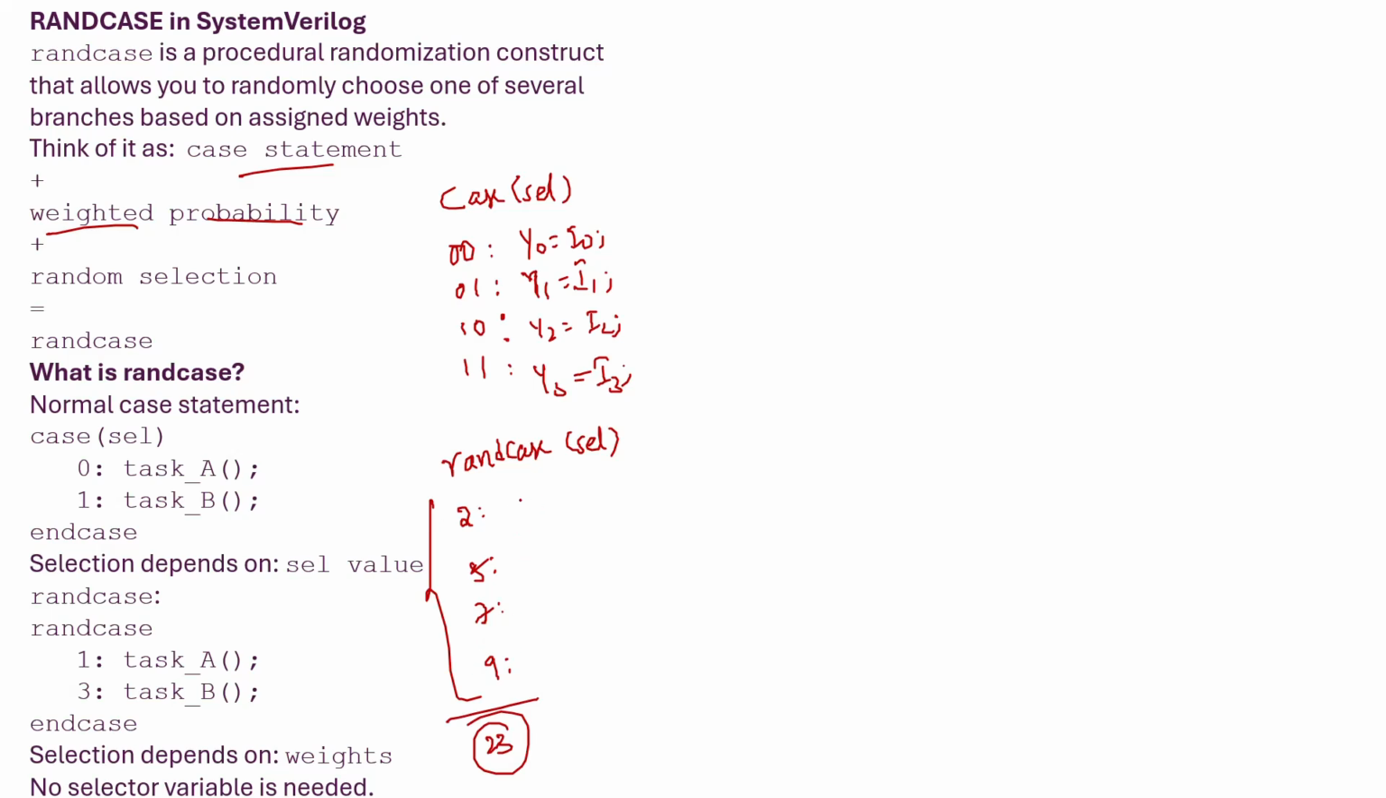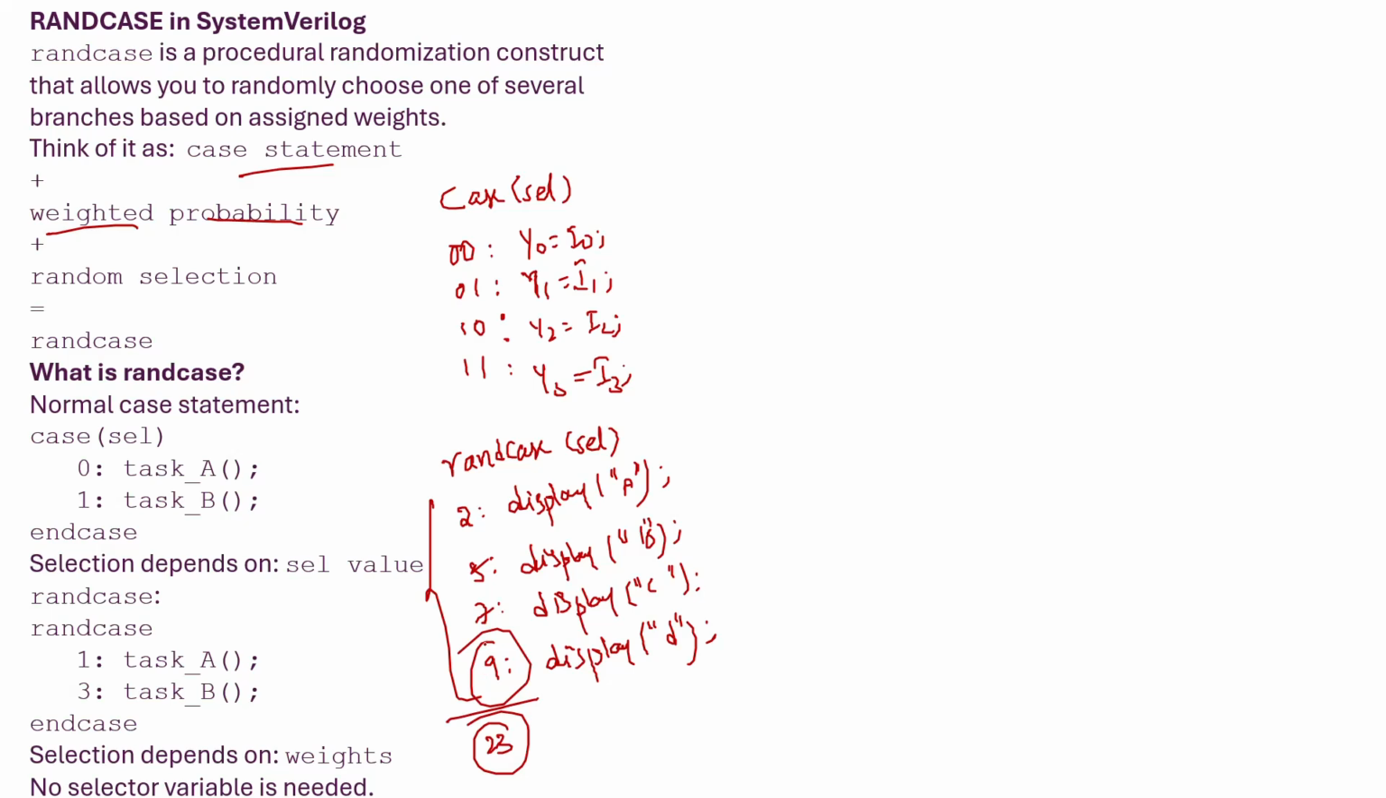Suppose in one case we write display A, in the same way display B, then display C, and then display D. Who is getting more chance? Display D has more chance because its weight is high. So that is the use of randcase.